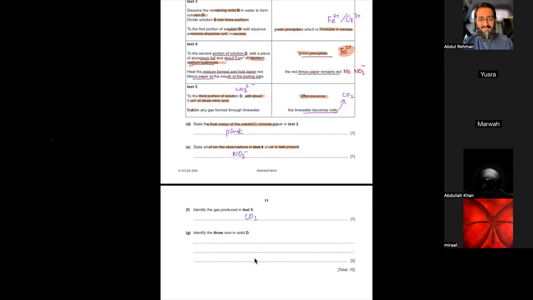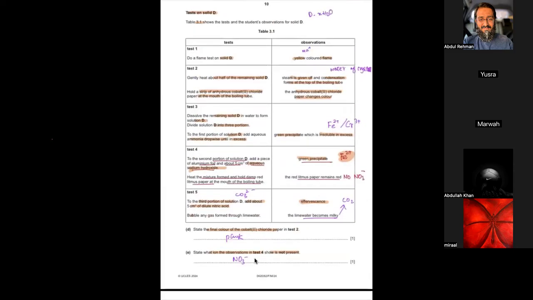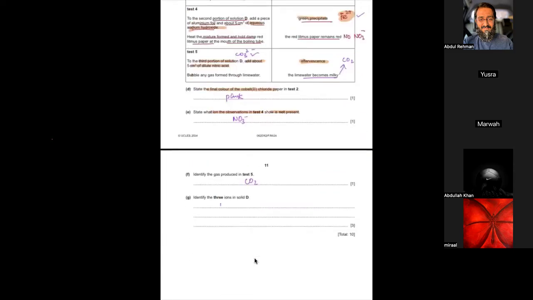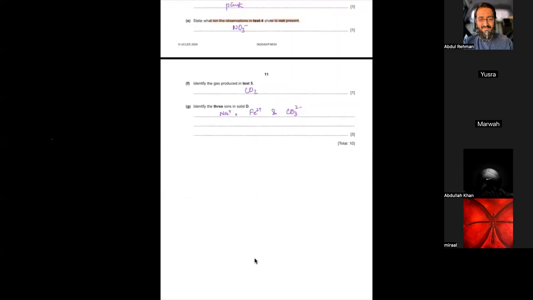Identify the 3 ions present in solid B. The yellow flame tells us that it has sodium. From here, we have concluded it's iron(II) ion, and from here we have concluded that it's carbonate. So it contains sodium ion, iron(II) ion, and carbonate ion. I hope it's clear to all of you. Yes, sir, that's clear.